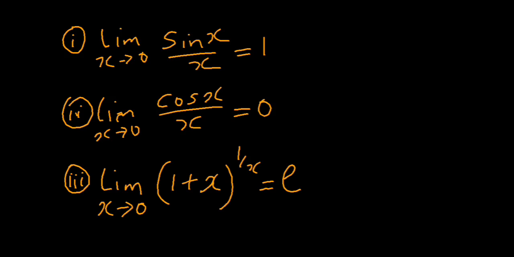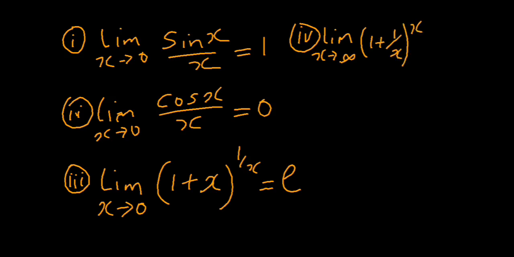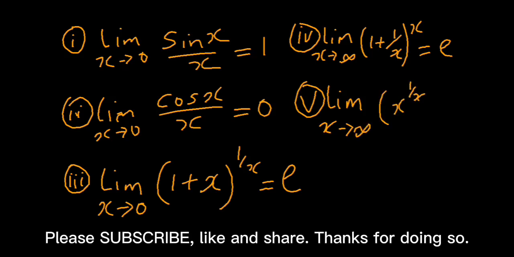The fourth one, the limit when x tends to infinity, for 1 plus 1 over x raised to power x, this is also equal to e. And the fifth one, the limit when x tends to infinity, x raised to power 1 over x is equal to 1. Please take note of these formulas. We'll be using them. Now let's have some examples.